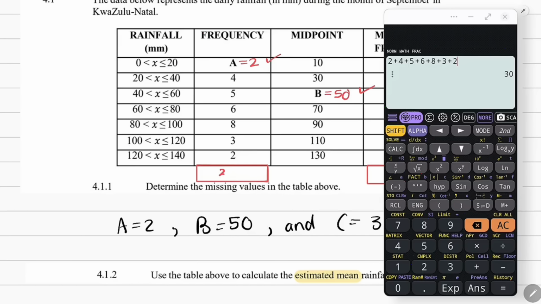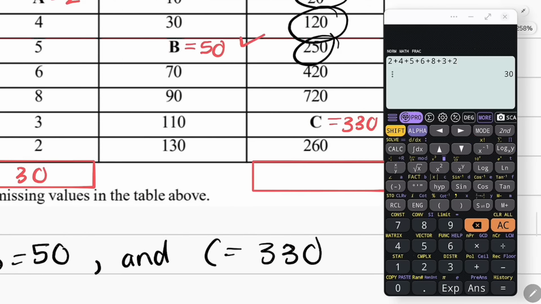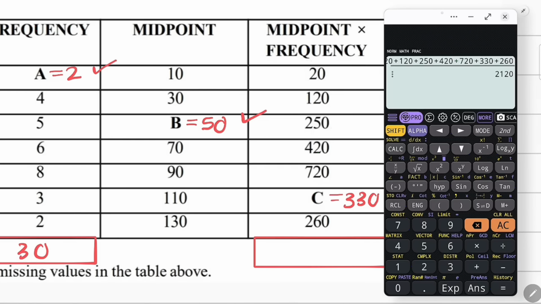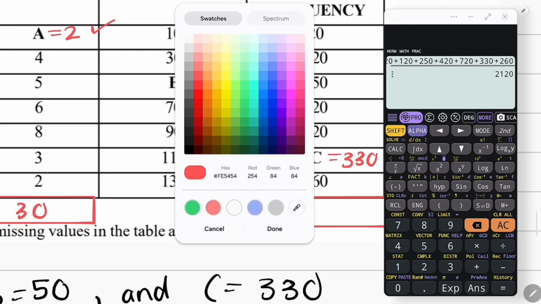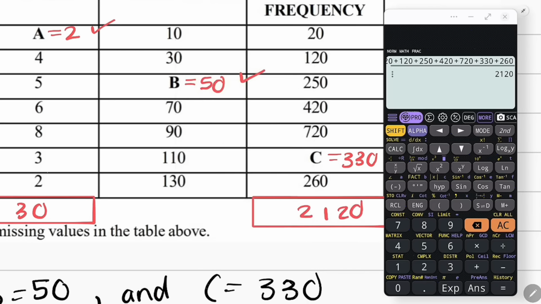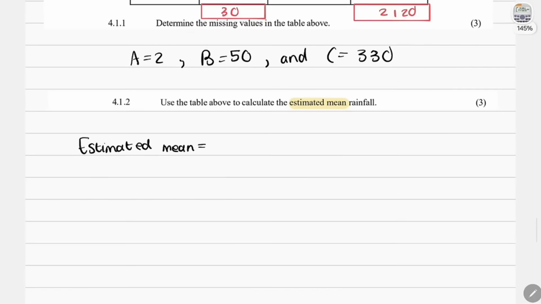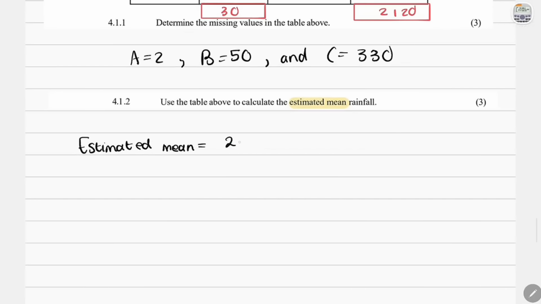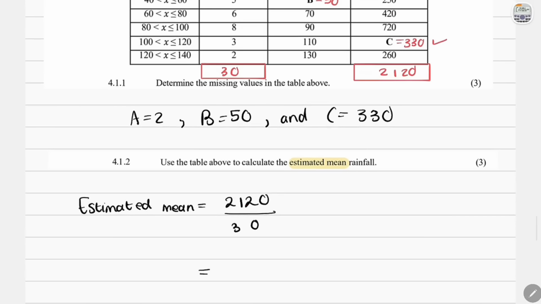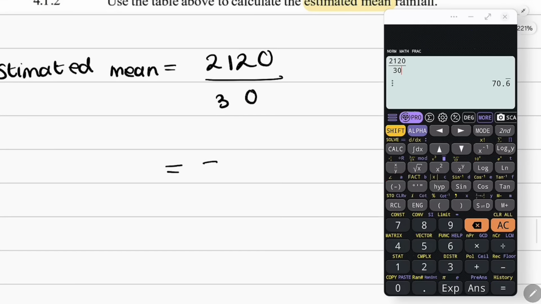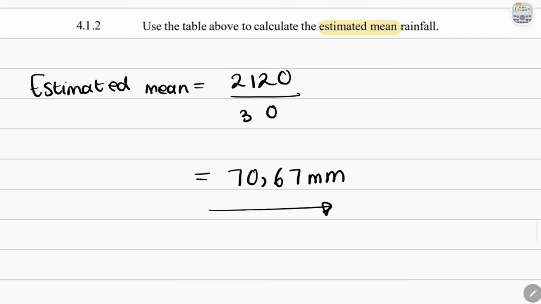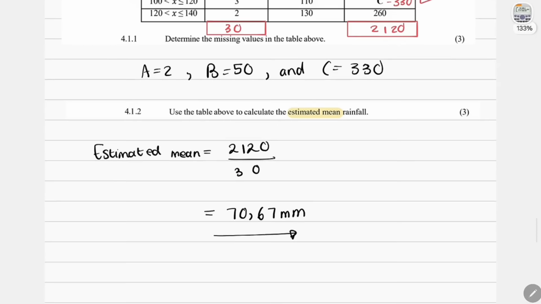So the frequency adds up to 30, and then let's just add that midpoint times the frequency. And this adds up to 2120. And so to find that estimated mean, all we do is say the 2120 divided by 30. And that is our estimated mean, which gives us 70.6, that's 6 recurring, so it's going to be 7. And then it is millimeters. That would be the rainfall in millimeters on average.